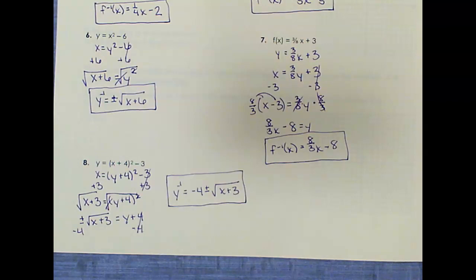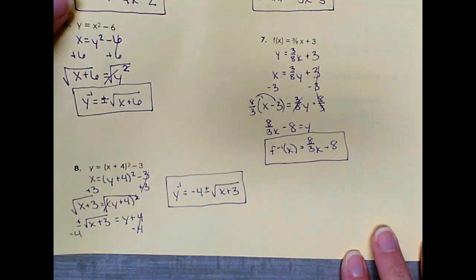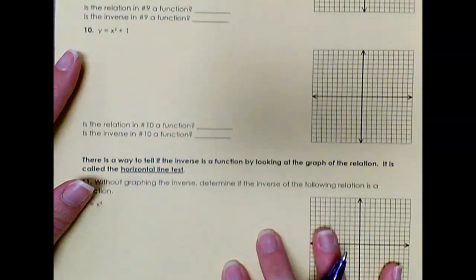So far we figured out how to find the inverse of a table. We've figured out how to find the inverse of an equation. We figured out what an inverse is. It just comes from inverting x and y. And now we're going to move to the graph.